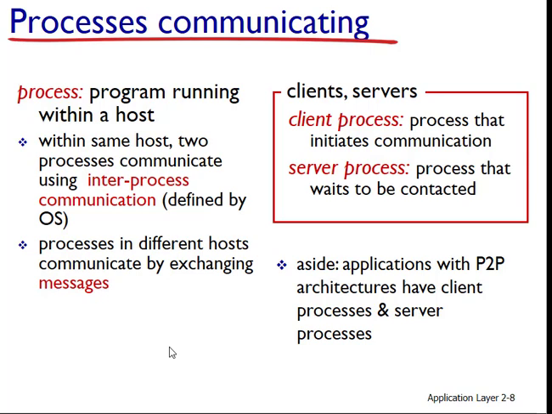When processes are running on the same end system, they can communicate with each other with inter-process communication using rules that are governed by the host operating system. But we're not particularly interested in how processes in the same host communicate, but instead in how processes running on different hosts with possibly different operating systems communicate. Processes on two different end systems communicate with each other by exchanging messages across the computer network.